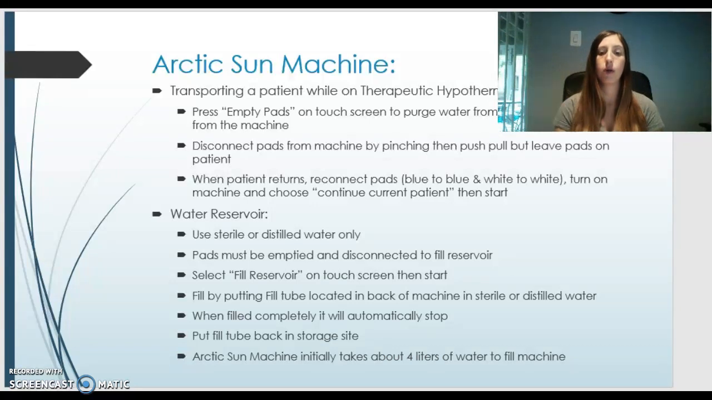You fill by putting the fill tube, which is located in the rear of the machine, in the sterile water or distilled water. When the machine and pads are filled completely, it will automatically stop. You want to put the fill tube back in the storage site, and the Arctic Sun machine initially, if it's the first time filling it, it takes about 4 liters of water to fill the entire machine.